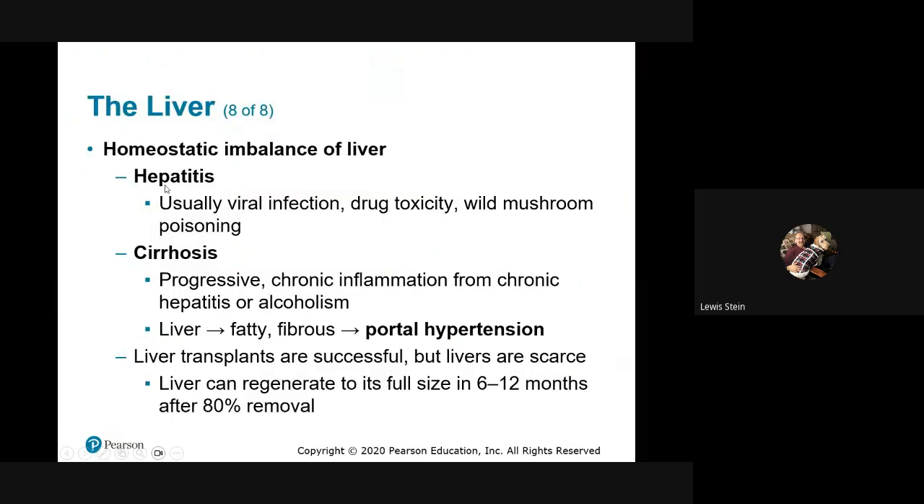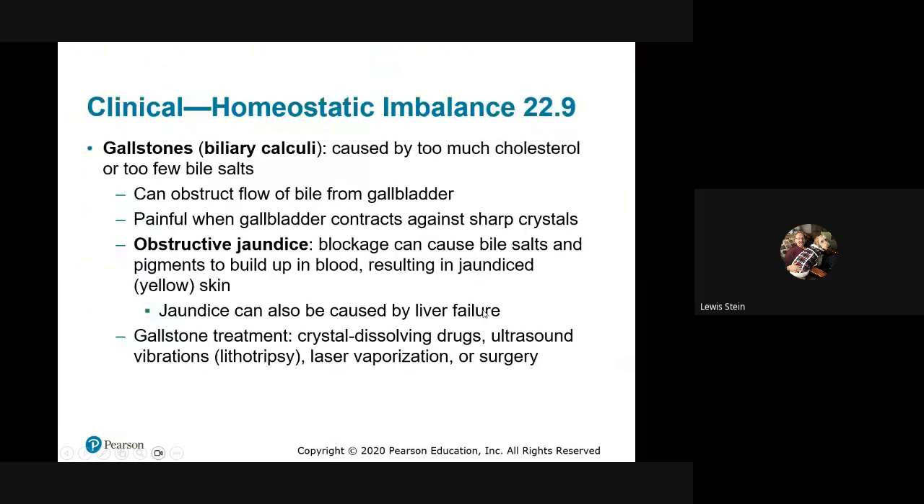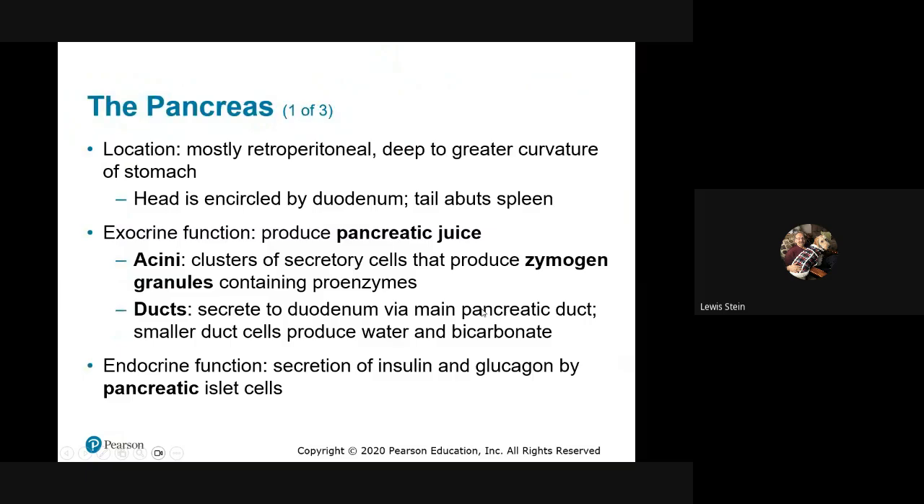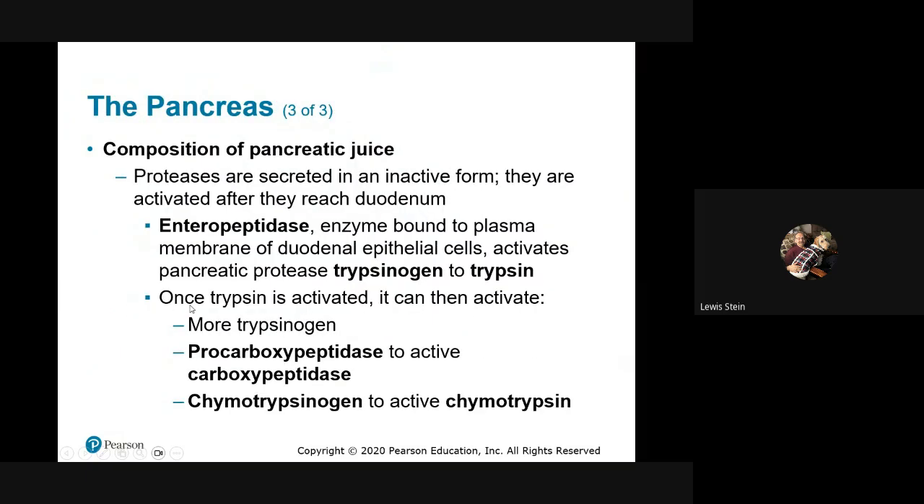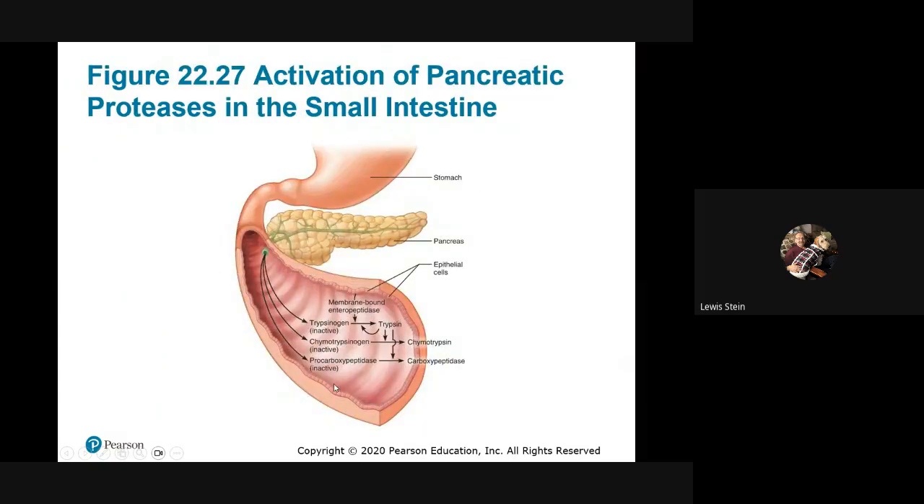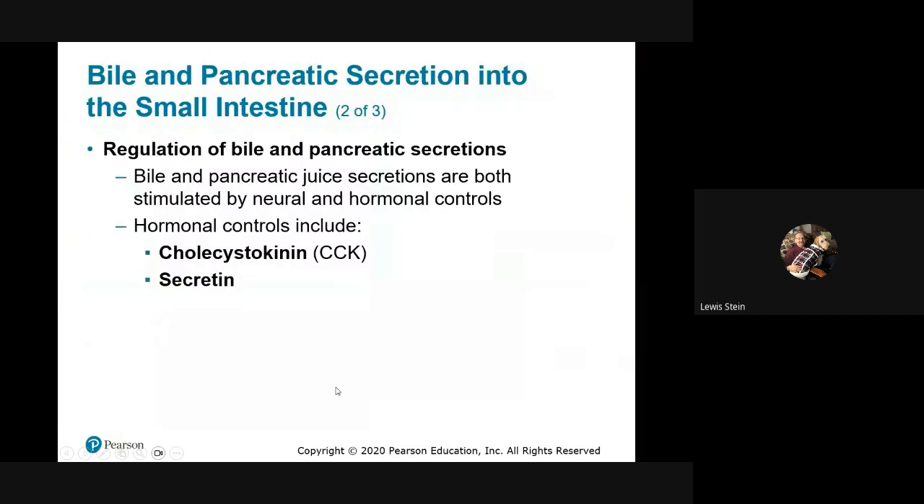So we'll stop here and we'll look at some of the problems with the liver, a little bit with gallstones, but really the bulk of what we're going to talk about is when we get to the pancreas. These proteolytic enzymes, different parts where they're activated, etc.